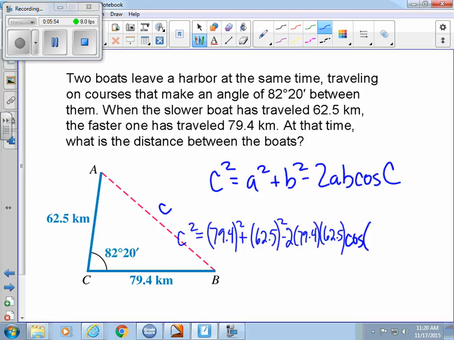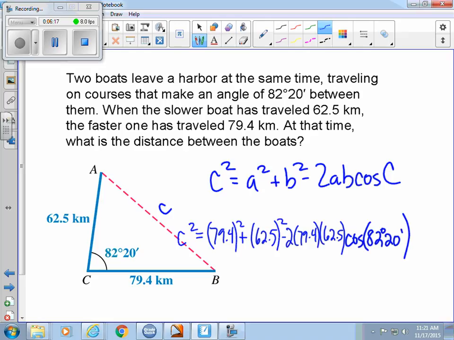Cosine of 82 degrees, 20 minutes. Does everyone remember how to type that in your calculator? It is under second. After. Second, perhaps.